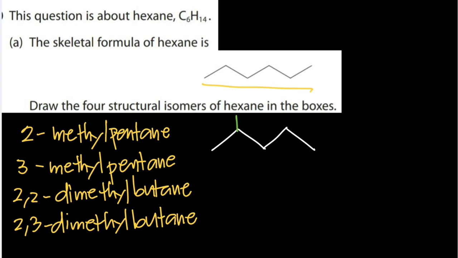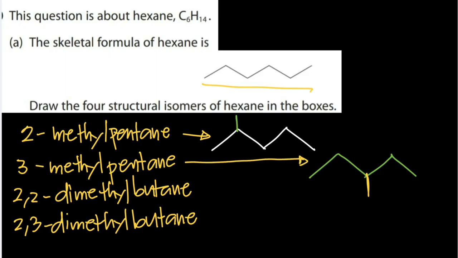And then 3-methyl pentane. So pentane has 5 carbons, the same. 1, 2, 3, 4, 5. And 3. So the methyl is attached on the third carbon. So it should be here. Okay. So this one is for the first isomer. This one is for the second one.